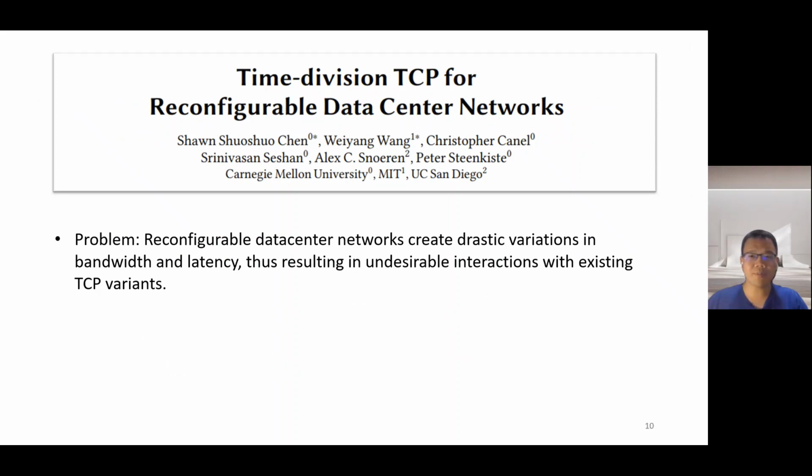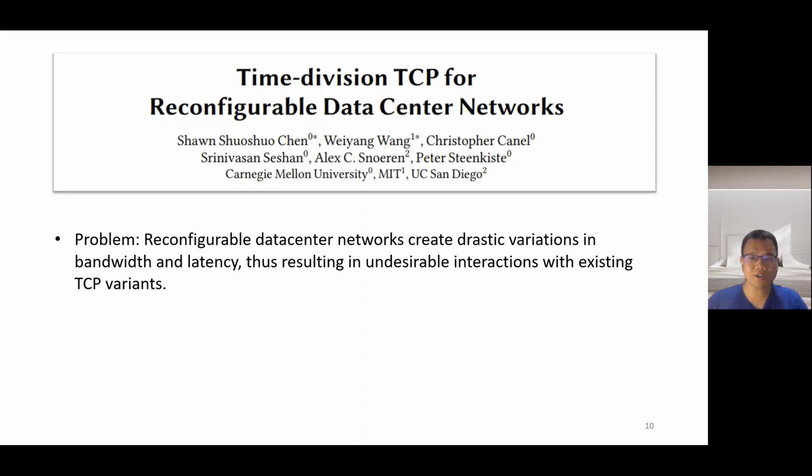The second paper is from CMU, MIT, and UC San Diego. In recent years, there are many promising proposals about reconfigurable data center networks using optical circuit switches. Reconfigurable data center networks can provide very high bandwidth at very low cost. But for each pair of hosts in the network, the reconfigurable data center network will create multiple time division paths with very different bandwidth and latency.